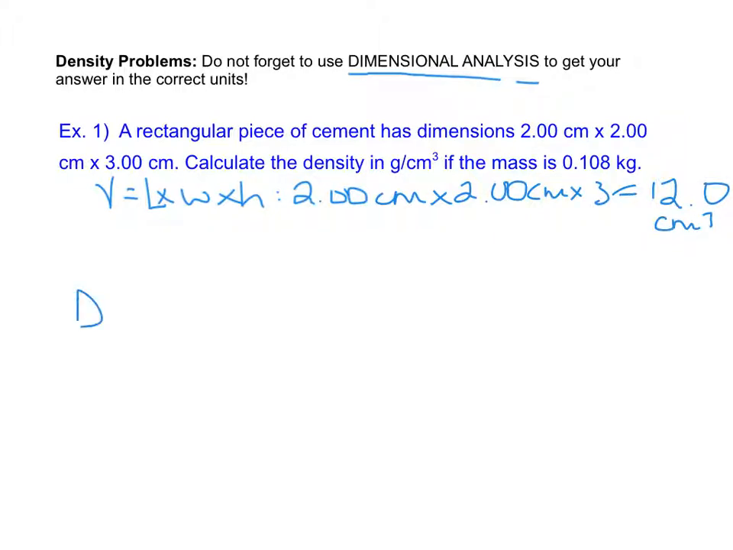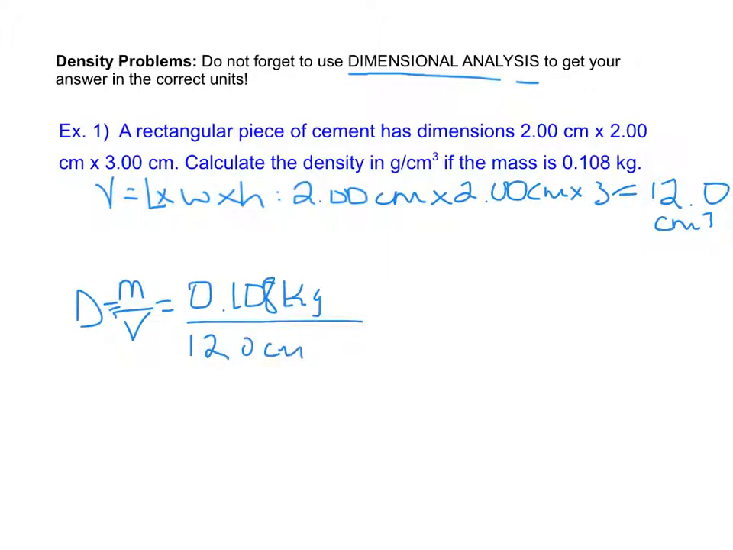I know density is mass over volume, so I'm going to have to start my t-chart with mass on top. So I'm going to start with my 0.108 kilograms on the top per 12.0 centimeters cubed on the bottom.